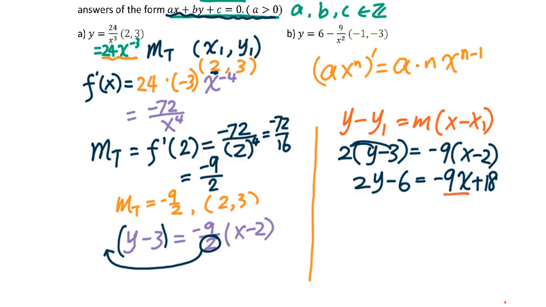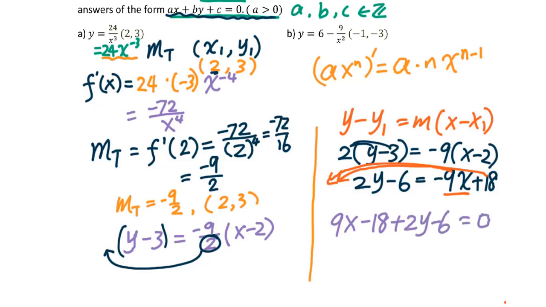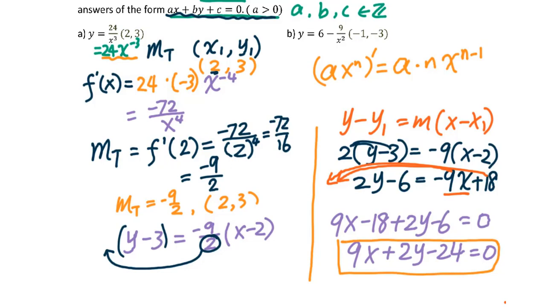Since the coefficient for x must be positive, I move everything to the left side, and make sure to change the sign. So you will get 9x minus 18. The 2y minus 6 will stay because you didn't move it, equal to 0. Combine like terms: 9x plus 2y minus 24 equals 0. This is the equation we are looking for, the tangent line.